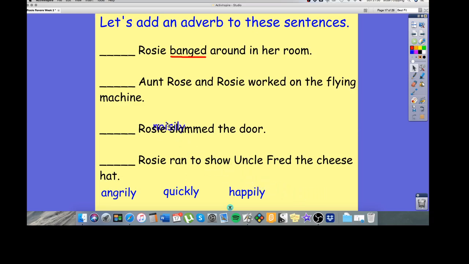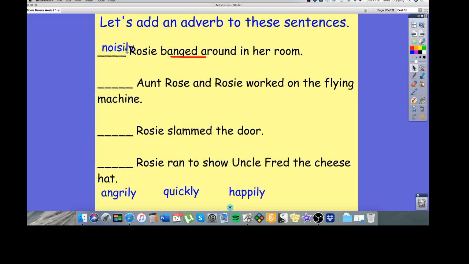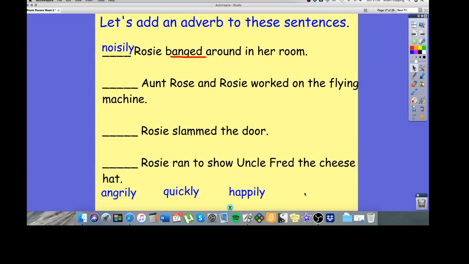Okay, now, I would put noisily up there. Now, the thing with noisily is because it's coming at the start of a sentence. Oh, that's not worked. That's moving the whole thing. So, noisily, Rosie banged around her room. Now, because we've added it to the start of the sentence, that should actually be a capital N. Let's make that a capital N. Right then. The next one.